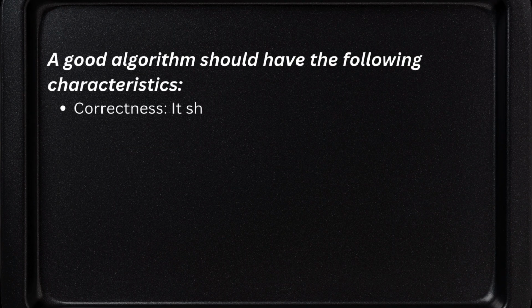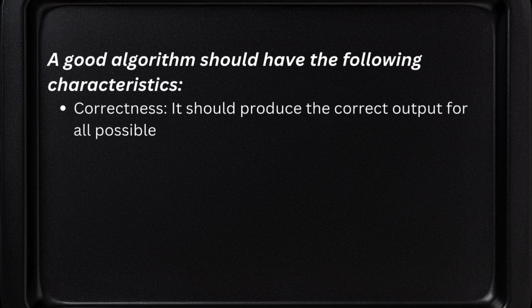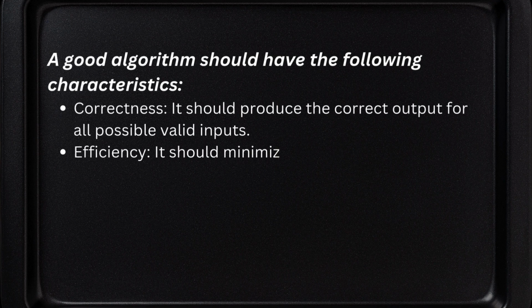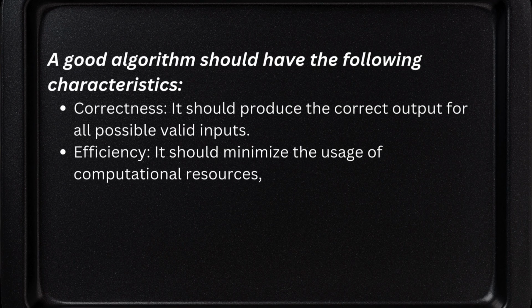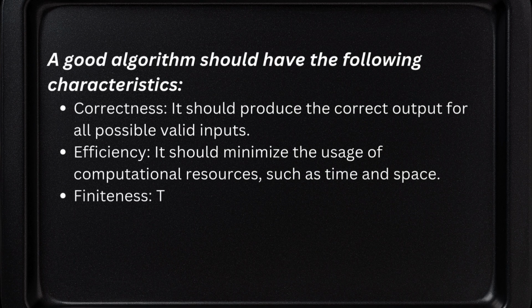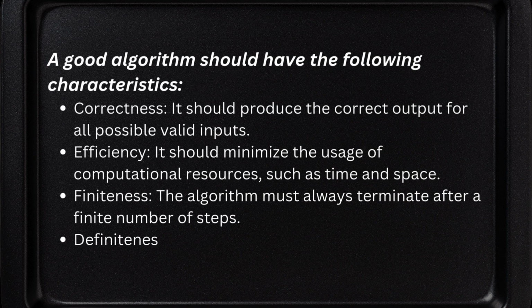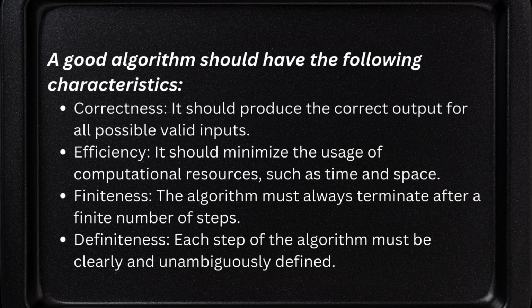So now let's talk about what a good algorithm is. We know what an algorithm is, a step-by-step procedure. What are the characteristics, basically? First thing, it should produce the correct output for all the possible valid inputs. Second, it should minimize the usage of computational resources like time and space. Third is the algorithm must always terminate after a finite number of steps. Fourth is each step of the algorithm should be clearly defined. If any algorithm has these 4 characteristics, then it means this is a good algorithm.